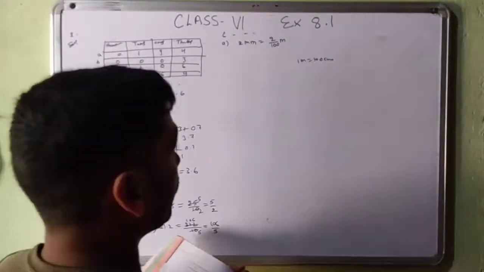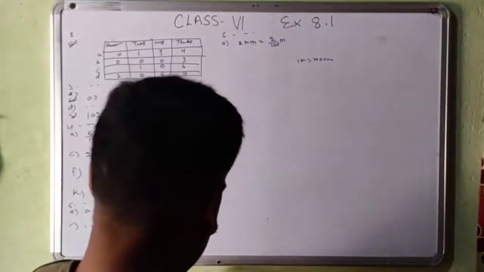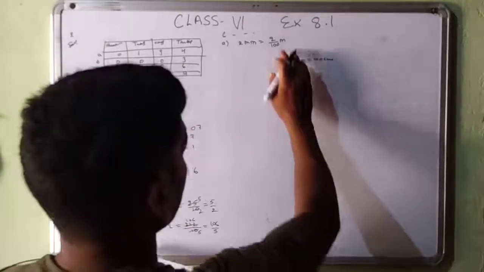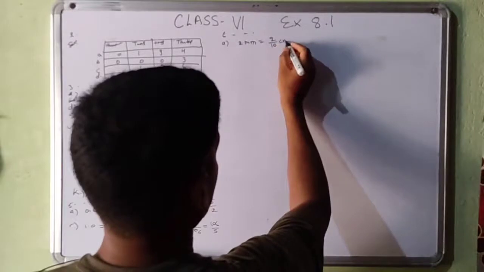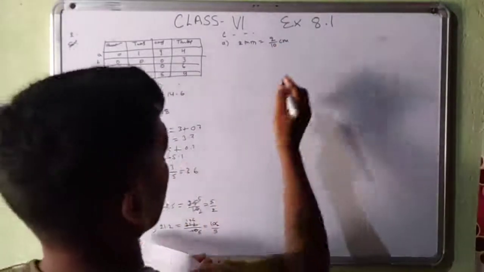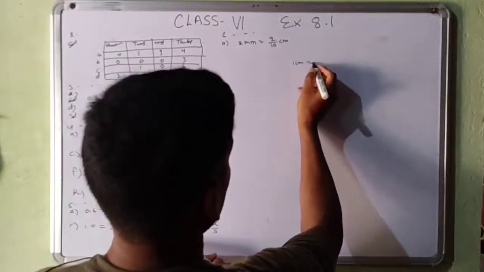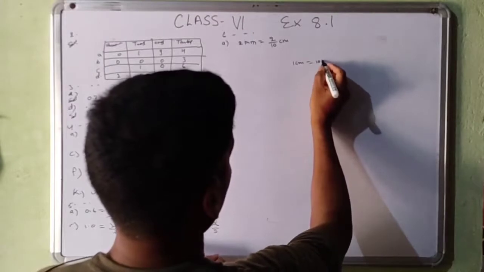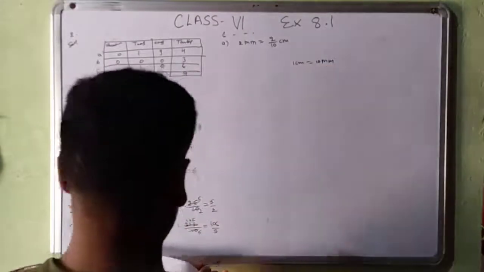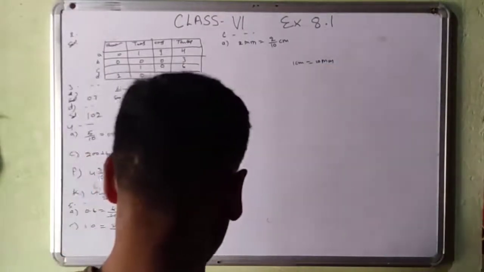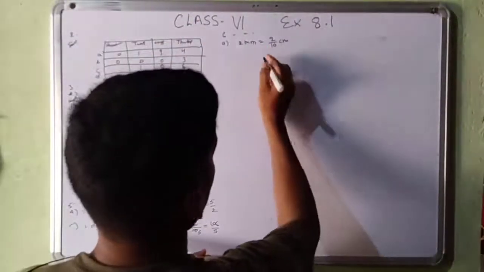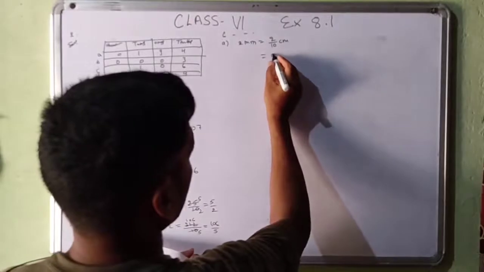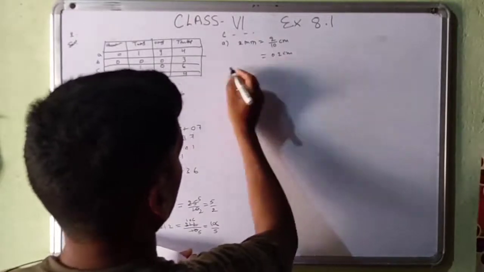1 meter is equal to 100 centimeter, but we are writing here in centimeter, not in meter. Sorry. So 1 centimeter is equal to 10 millimeter. So when you write that, it will become 0.2 centimeter.